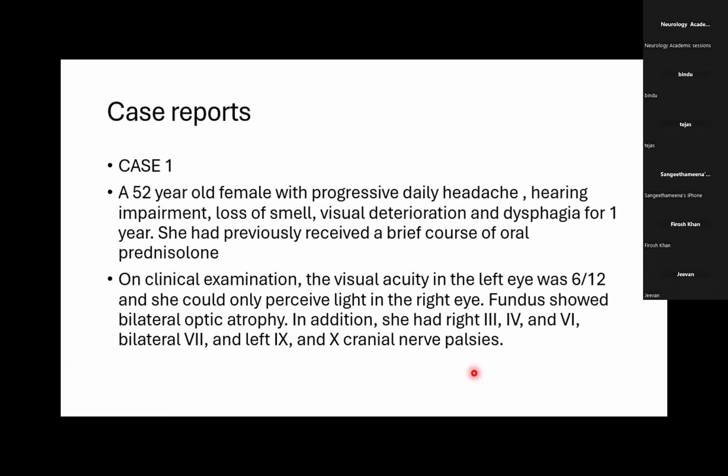Coming to the case reports. Case 1: a 52-year-old female with progressive daily headache, hearing impairment, loss of smell, visual deterioration, and dysphagia for 1 year. She had previously received a brief course of oral prednisolone. On clinical examination, the visual acuity in the left eye was 6/12, and she could only perceive light in the right eye. The fundus showed bilateral optic atrophy. In addition, she had right third, fourth, sixth, and bilateral seventh, ninth, and tenth cranial nerve palsies.